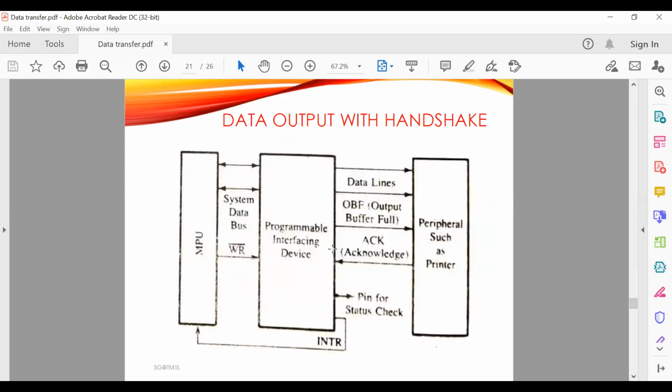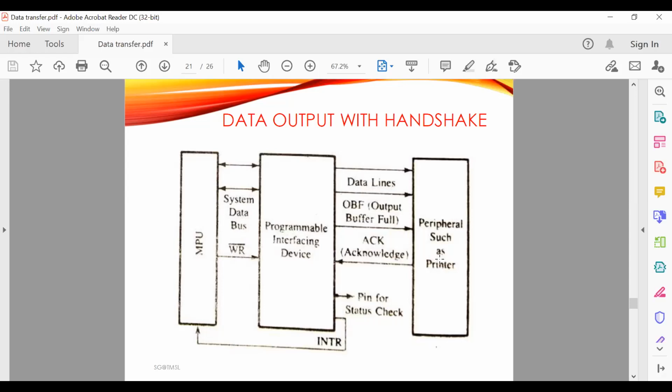Now this is the diagram when an output device is to be connected, and what are the handshake signals in this mode? Suppose this is the processor, this is the programmable interfacing device, and this is the printer or output device. Now, one thing you have to remember is that if you want to connect any input output device with our real world system, then you have to connect it via an interfacing device. You don't connect it directly with the processor.